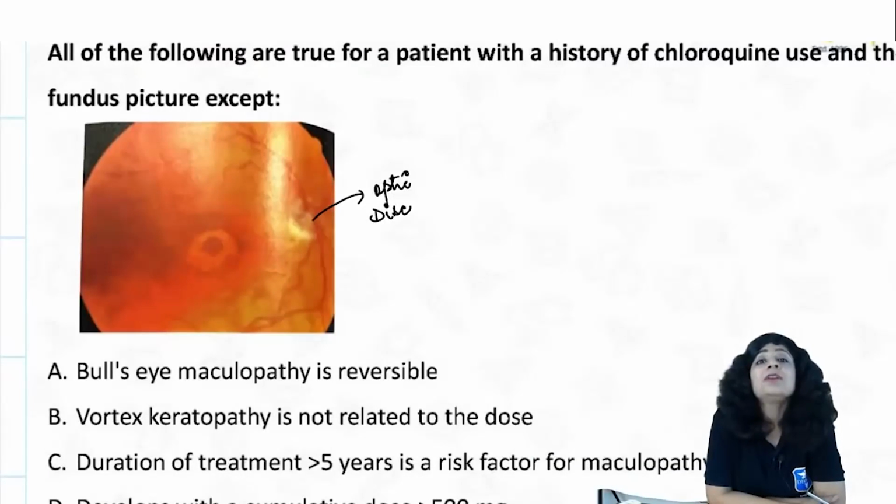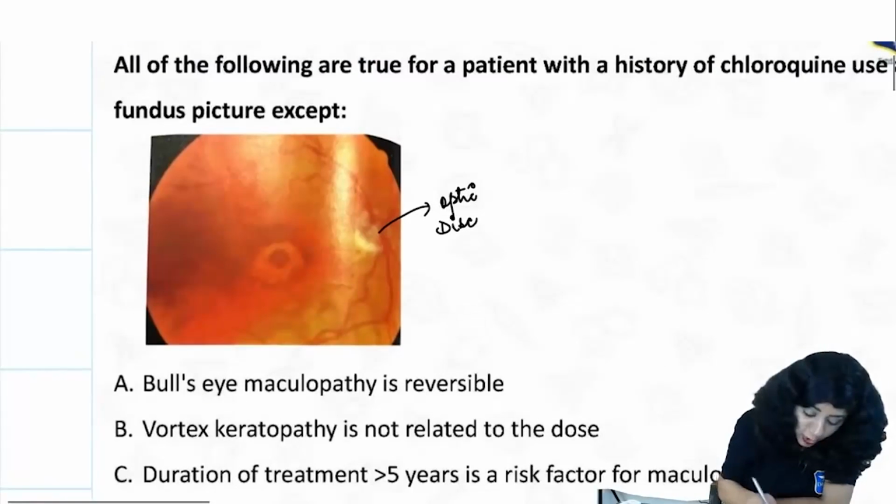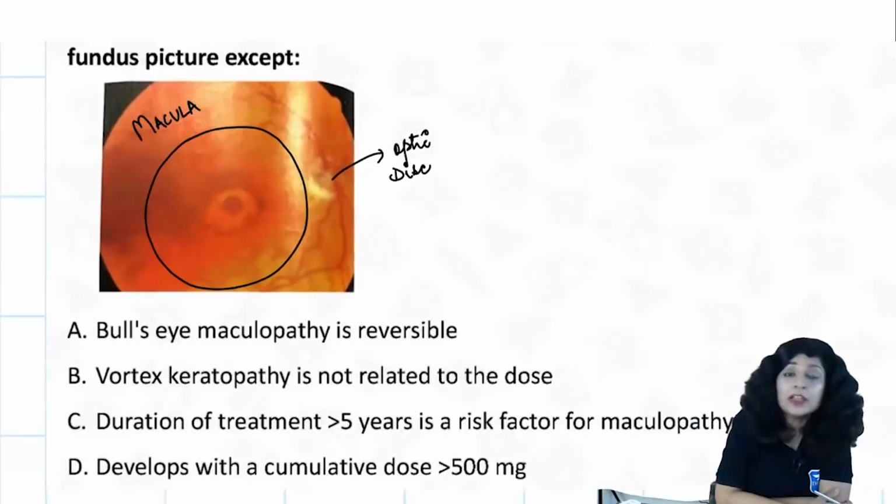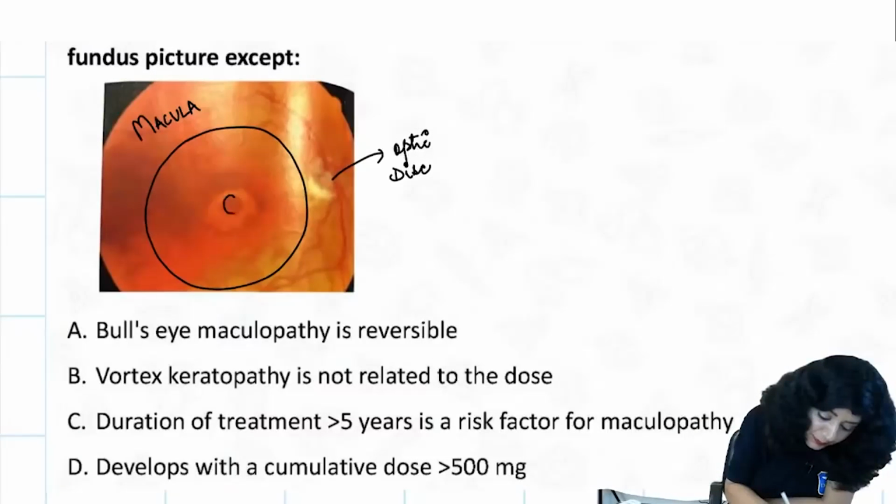Vein will have a wider caliber in comparison to an artery. So the darker, broader one will be the vein, and the lighter, narrow one will be the artery. So when this is your optic disc, this area will be the macula. This area is the macula. Now in the macula, I am seeing a hyperpigmented area. Then I am seeing a hypopigmented area. And then again, I am seeing a hyperpigmented area.